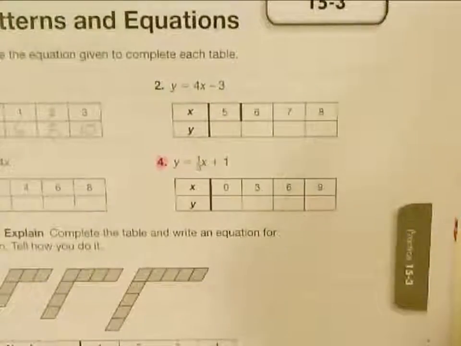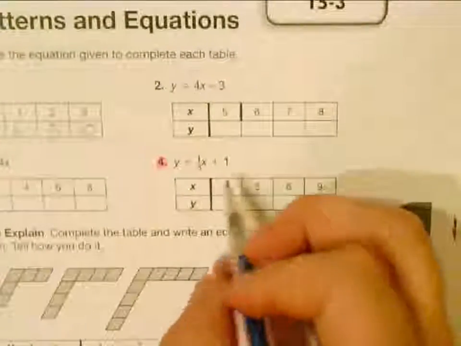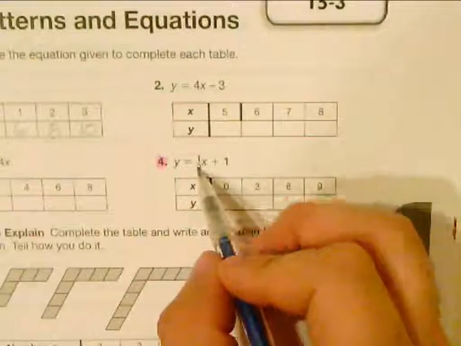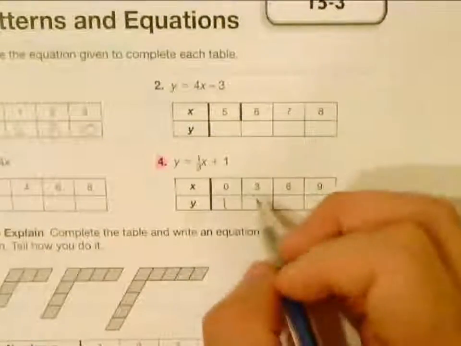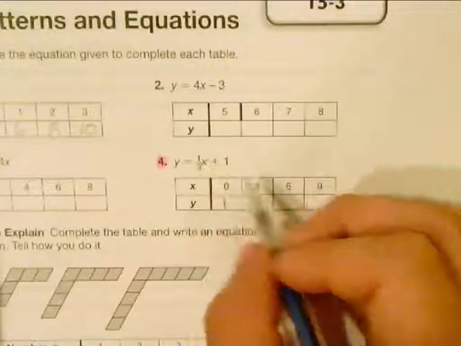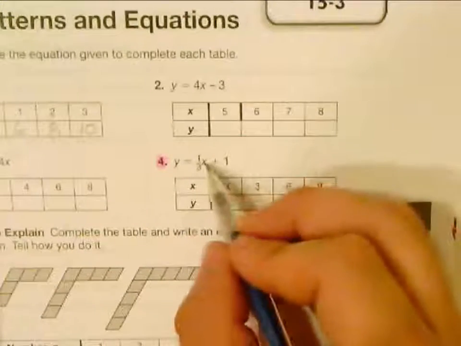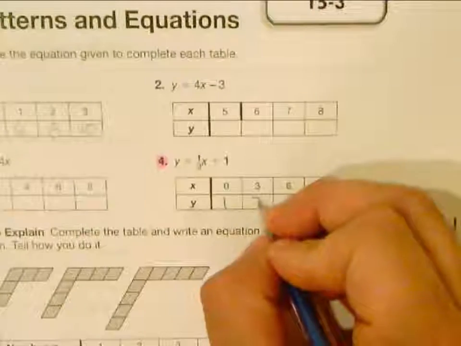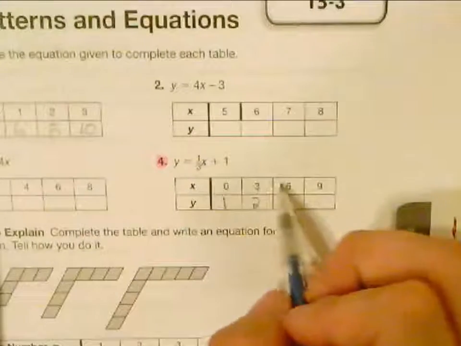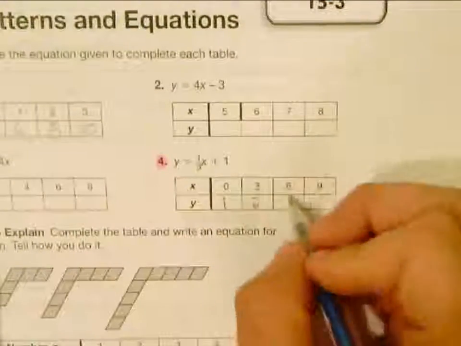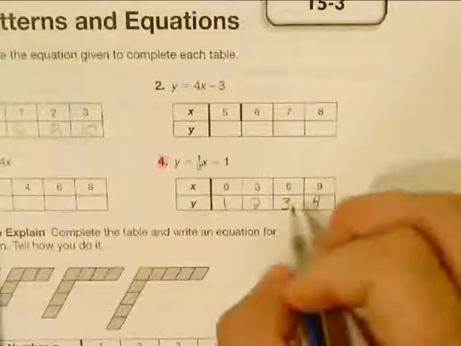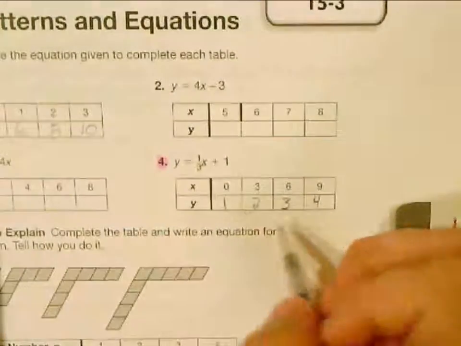1/3 times x is the same as saying divided by 3, but let's think about it as multiplication anyway. 0 times anything is going to be 0, plus 1 is 1. So when x is 0, your y is 1. When x is 3, 1/3 of 3 is 1, so 1 plus 1, your output would be 2. When x is 6, 6 times 1/3 is 2. 2 plus 1, your y is 3. See the pattern that they're going for? And that one, every time it increases 3 on top, it increases 1 on bottom.